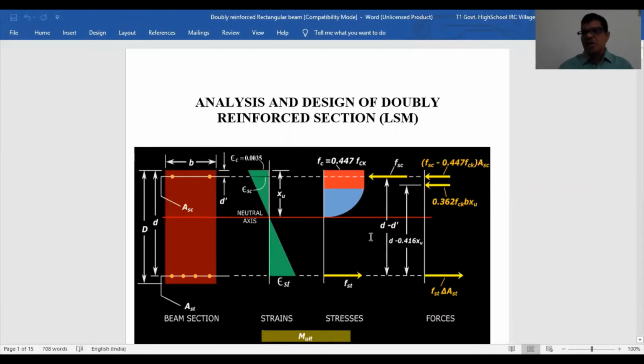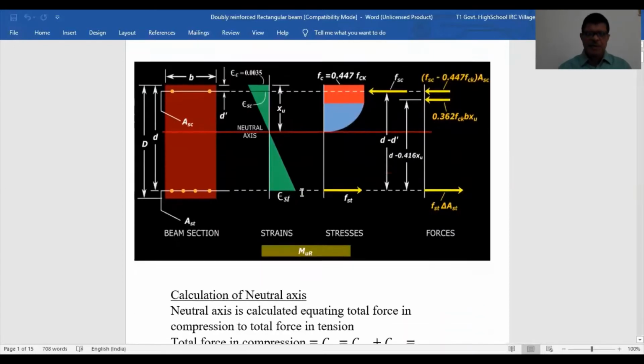Further, from an architectural point of view, sometimes the size of beams is limited, and in that case also we provide these doubly reinforced sections because the capacity is less. We have to provide that. Now let us see a doubly reinforced section.